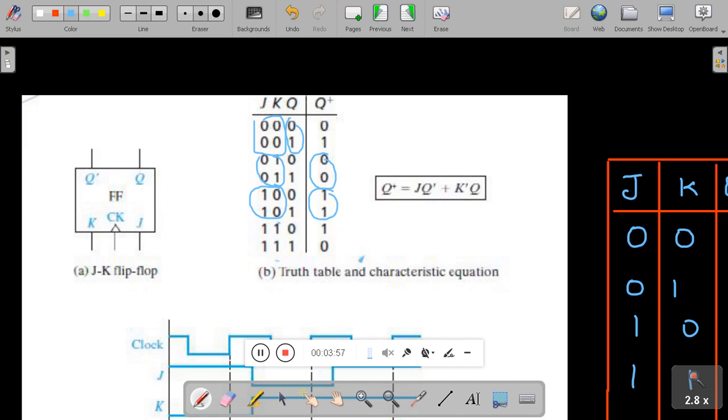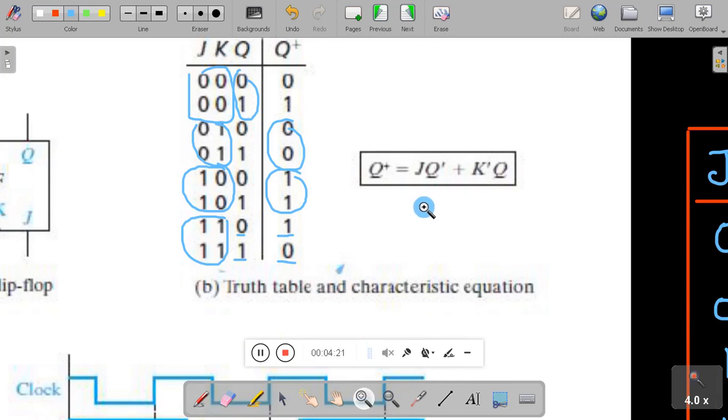When J is 1 and K is 1, output will toggle of its last state. So here you see, first you take last state is 0, output becomes 1. When last state is 1, output becomes 0. So this is the toggling of the output compared to the last state. Now you have to represent this in a K-map, and when you solve it, you will get the characteristic equation, which describes the next state as a function of the previous state and input. So this is the characteristic equation. Now we will see the timing diagram of JK.